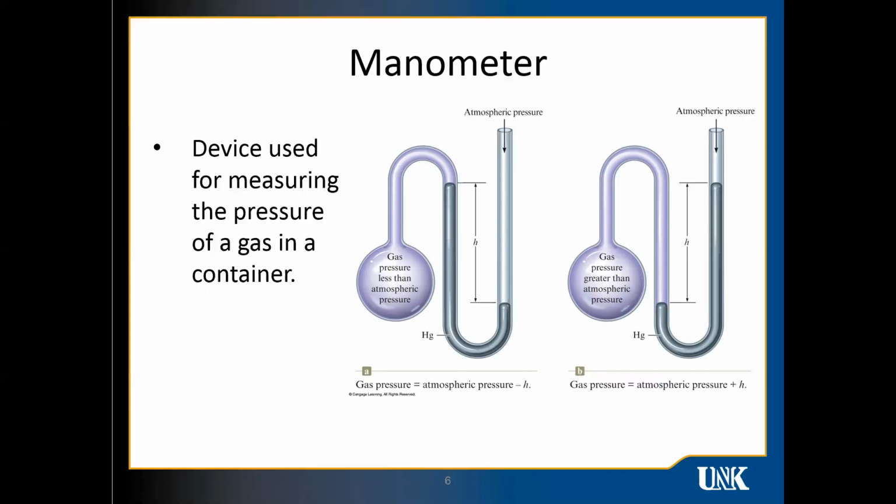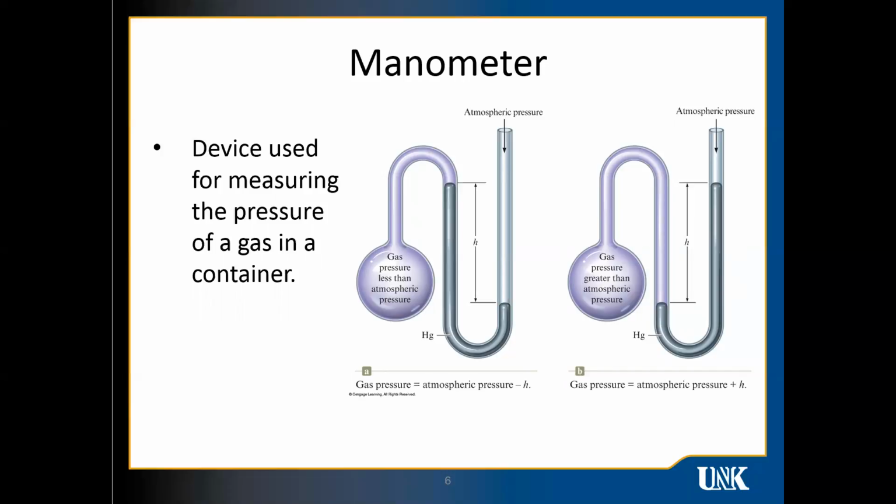And there we have a gas sample, and then we connect that to a column of mercury that's trapped inside of a U-tube. And then we can look at the difference in the mercury levels between the open side and the side that's connected to our gas sample. And that difference corresponds to the difference in pressures.